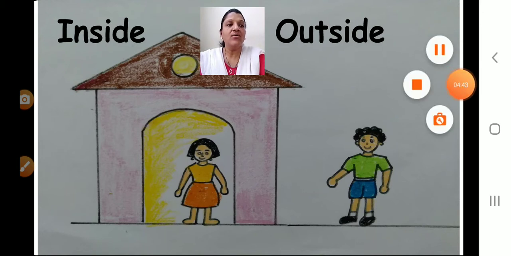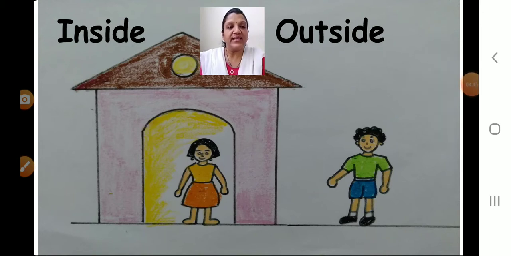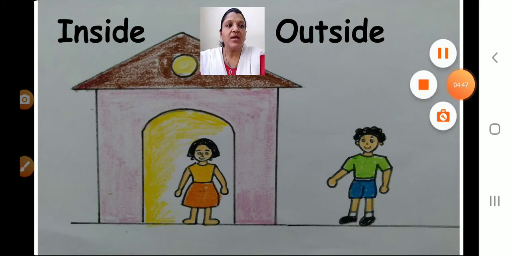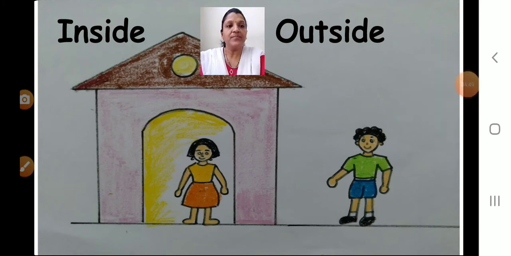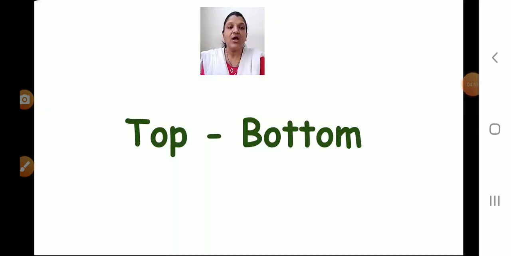Now, we will see the further type of position, that is top and bottom. Now before going ahead, let us see a video.